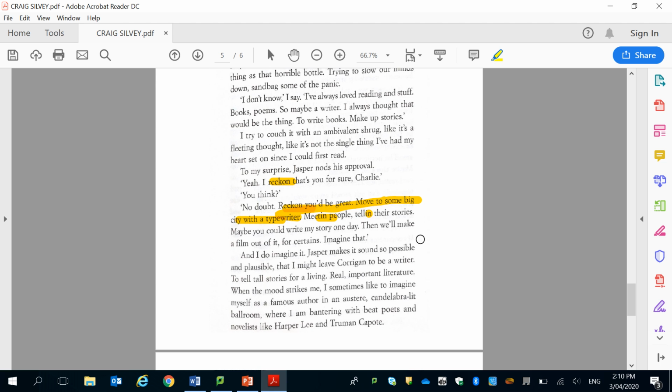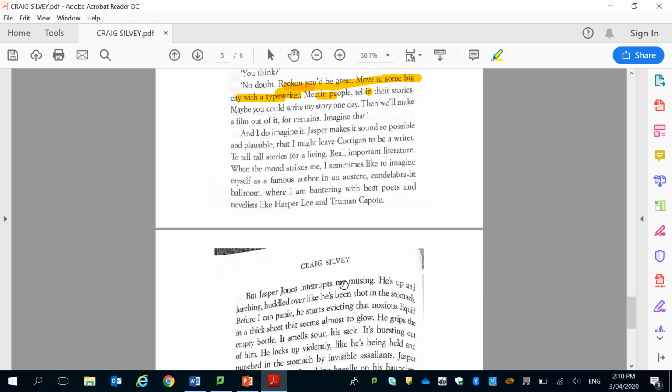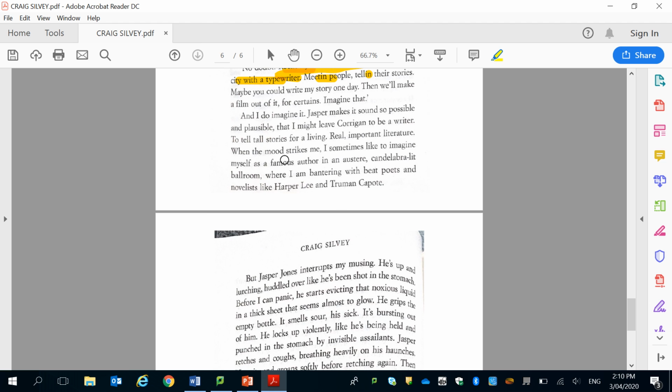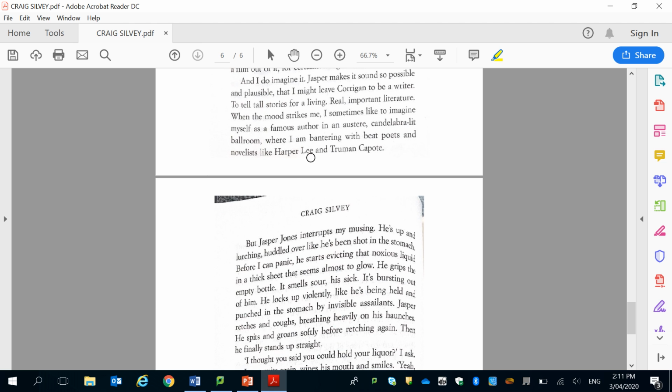Maybe you could write my story one day, then we'll make a film of it for certain. Imagine that. And I do imagine it. Jasper makes it sound so possible, plausible, that I might leave Corrigan to be a writer, to tell tall stories for a living. Real important literature when the mood strikes me. I sometimes like to imagine myself as a famous author, in an austere, candlelit ballroom, where I'm bantering with beat poets and novelists like Harper Lee and Truman Capote.